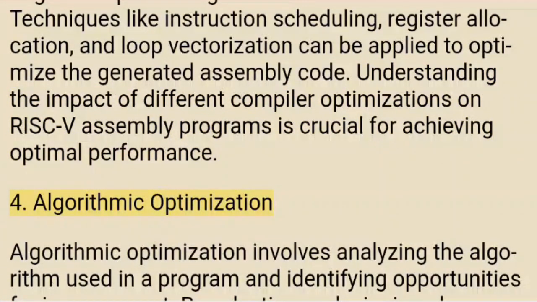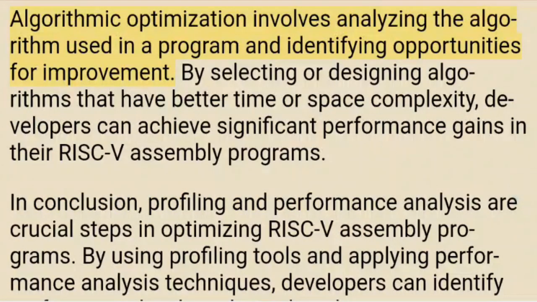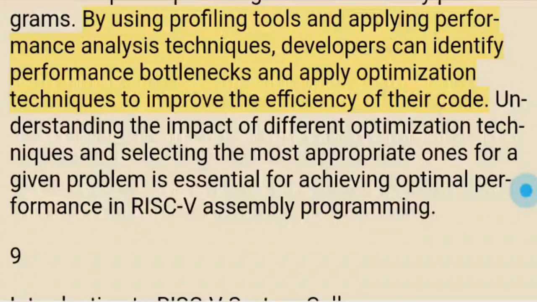4. Algorithmic optimization. Algorithmic optimization involves analyzing the algorithm used in a program and identifying opportunities for improvement. By selecting or designing algorithms that have better time or space complexity, developers can achieve significant performance gains in their RISC-V assembly programs. In conclusion, profiling and performance analysis are crucial steps in optimizing RISC-V assembly programs. By using profiling tools and applying performance analysis techniques, developers can identify performance bottlenecks and apply optimization techniques to improve the efficiency of their code. Understanding the impact of different optimization techniques and selecting the most appropriate ones for a given problem is essential for achieving optimal performance in RISC-V assembly programming.